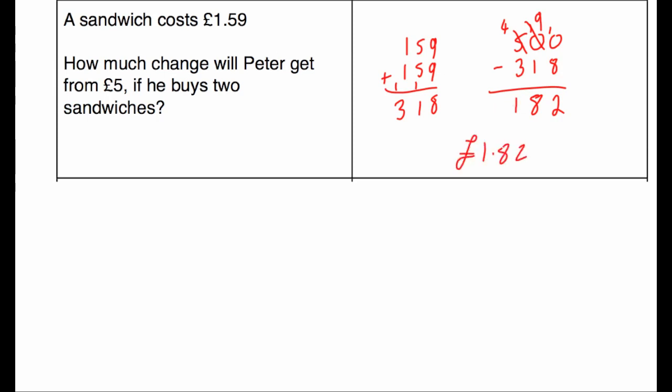Our next question says work out 25% of 80. So to get 25% of a number, you divide it by 4. So 80 divided by 4. So dividing it by 4 will be halving and halving it again. So half of 80 is 40 and half again is 20. So the answer would be 20.